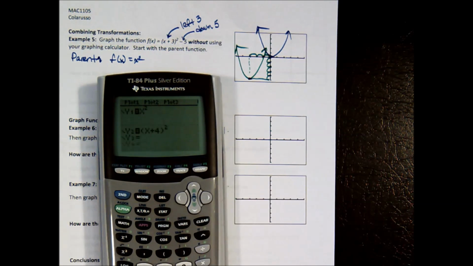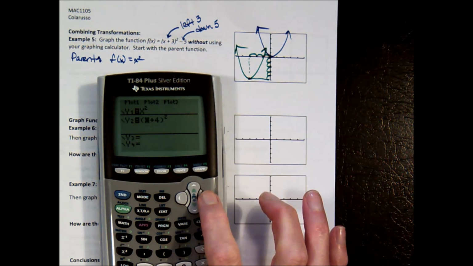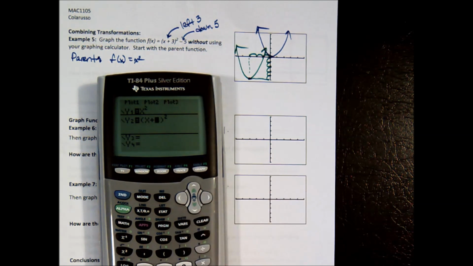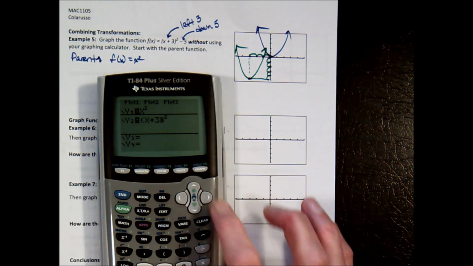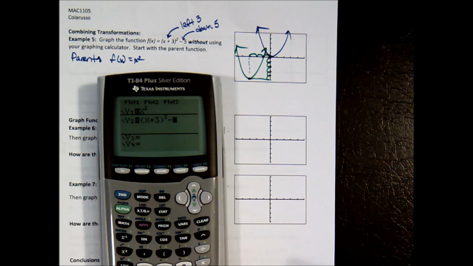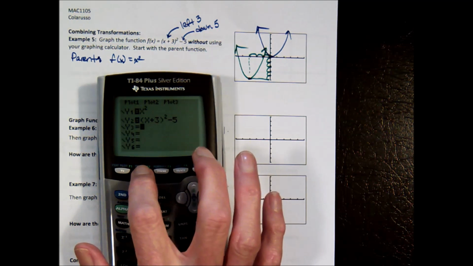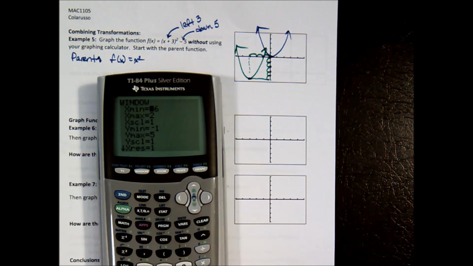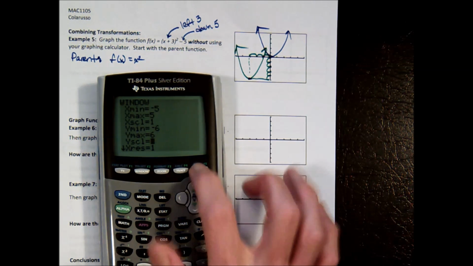Go into y equals, leave your first one the same, just scroll over, and we're going to put plus 3, and then keep scrolling over, and now take away 5. Hit enter. Now go into window, and let's change this to negative 5, 5 for our x, and let's do our y as negative 6, 6. All right, hit graph, and let's see if we were right.